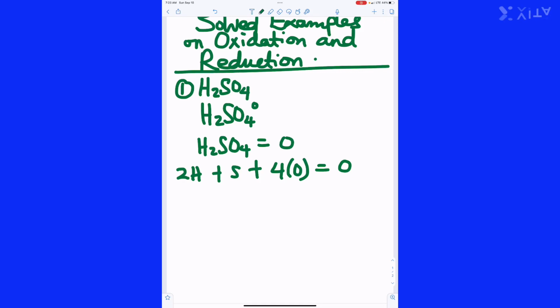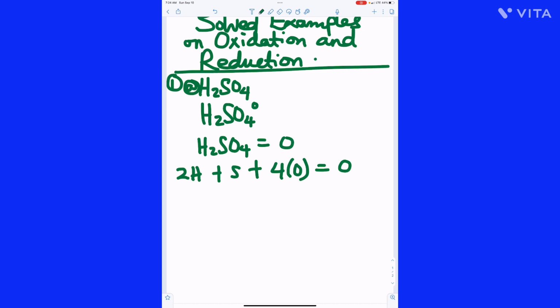Now, let's answer a few questions on oxidation and reduction. Just a few calculations. The first question says calculate the oxidation number of sulfur in each of the following compounds. So this is number 1A. The compound in A is H2SO4.